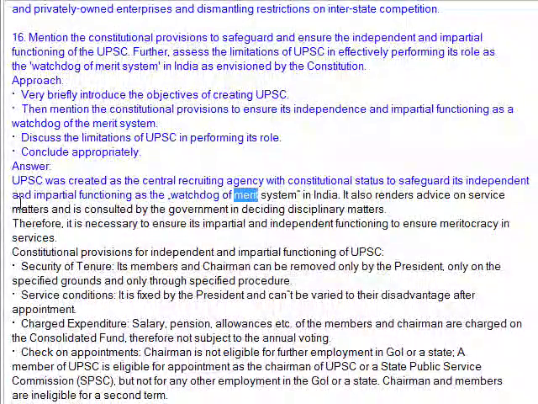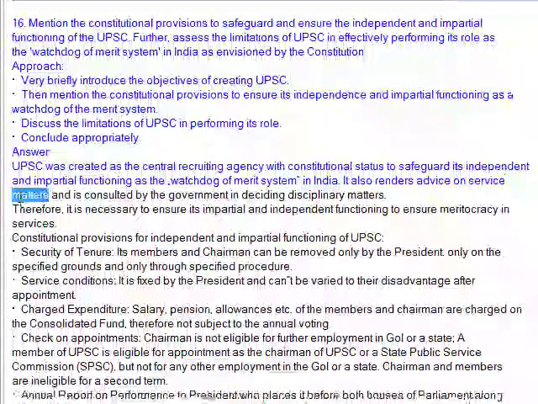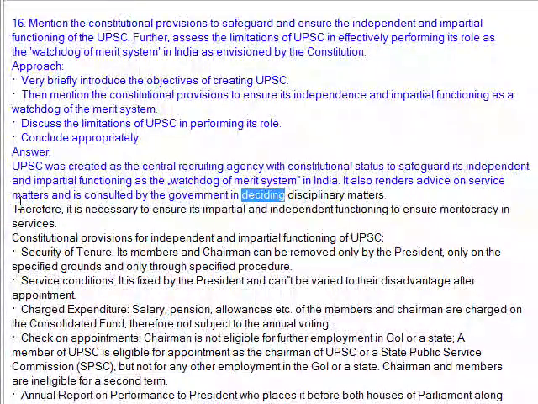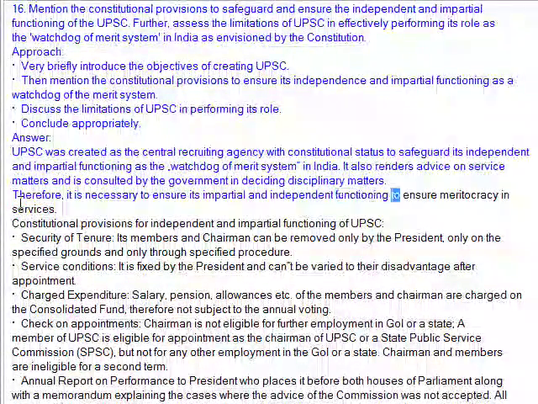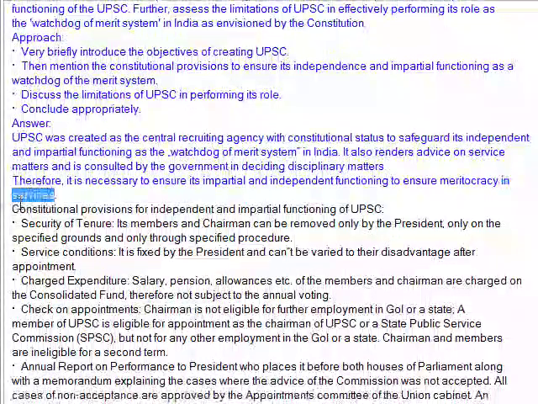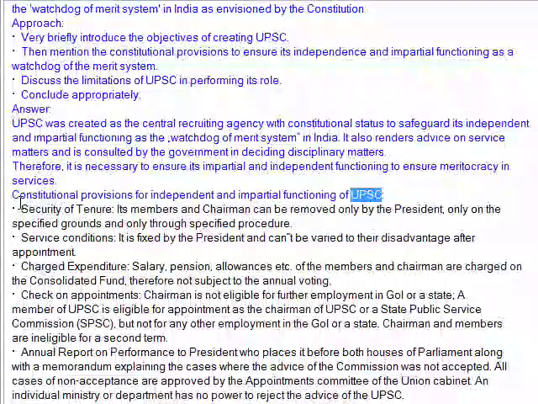functioning as the watchdog of merit system in India. It also renders advice on service matters and is consulted by the government in deciding disciplinary matters. Therefore, it is necessary to ensure its impartial and independent functioning to ensure meritocracy in services. Constitutional provisions for independent and impartial functioning of UPSC.